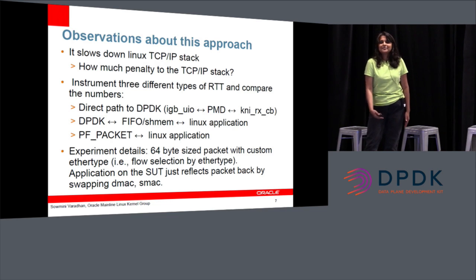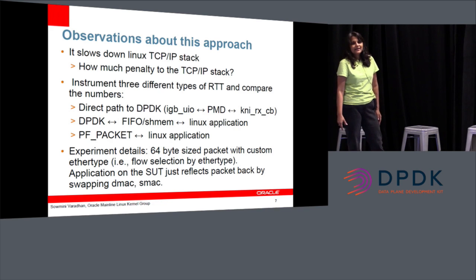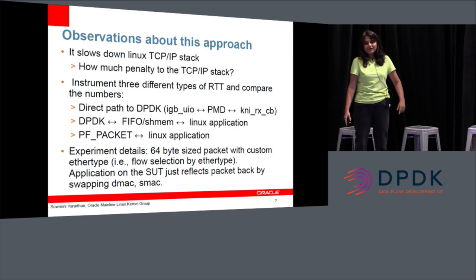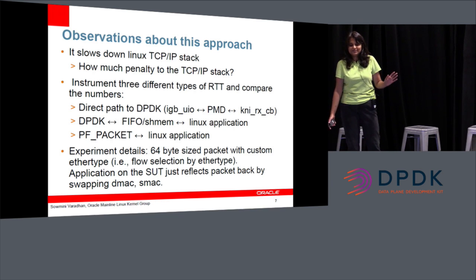One is what I call the direct path to DPDK, so where you get something through the IGB UIO up to the poll mode driver. It goes to my callback. My callback is going to do a very simple thing. It's just going to reverse DMAC and SMAC and feed it back in. I'm going to measure the RTT for that. The other is the slow path, which is go up to DPDK, go down the FIFO shared memory, go up vEth, go to the Linux application, have a PF packet application which switches the DMAC and SMAC, send that back down. And the third one is the control, which is remove DPDK from the picture, just use PF packet. What is the round trip time you get there?